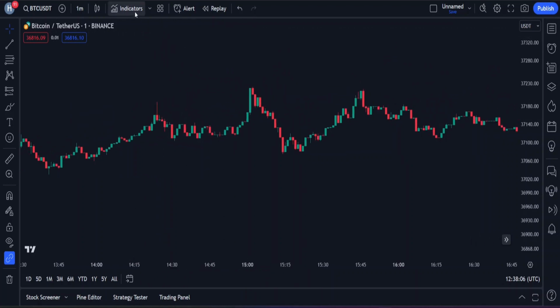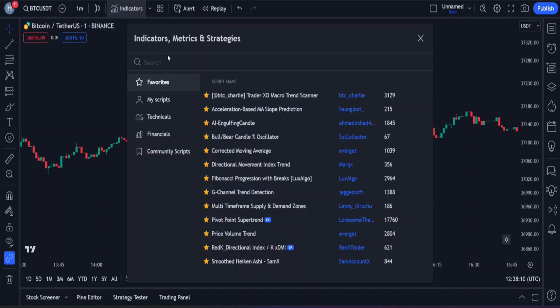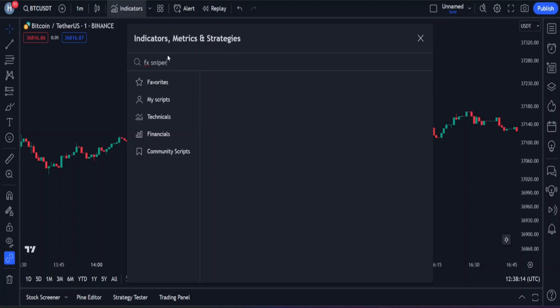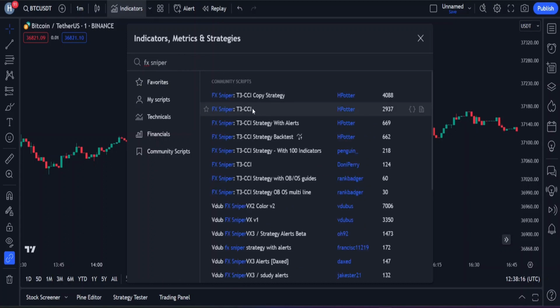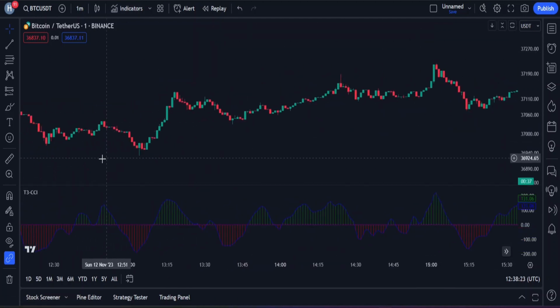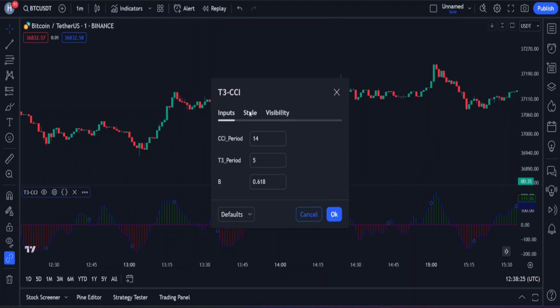First of all, for adding indicators on the chart, we will click on Indicators section, and we will search for FX Sniper T3CC Sniper. And we're going to add this one, which is created by EdgePotter. After adding it to our chart, we must change its settings. So let's access the settings for this indicator.